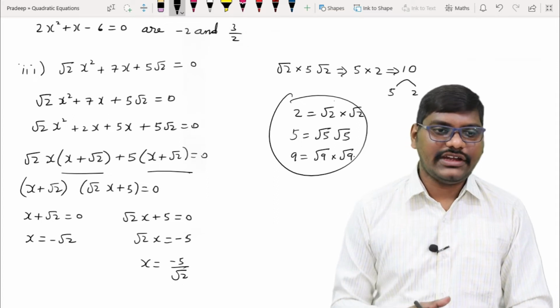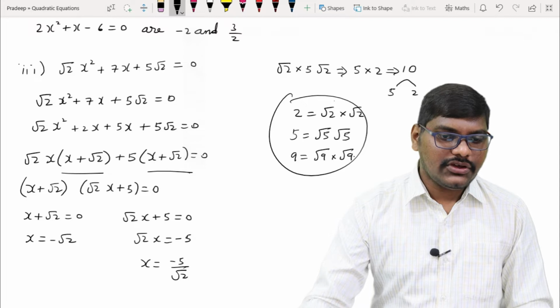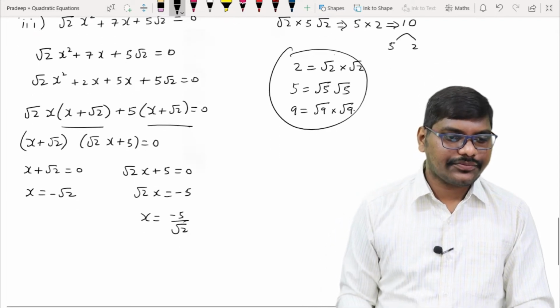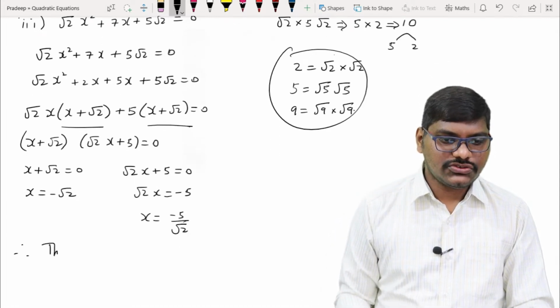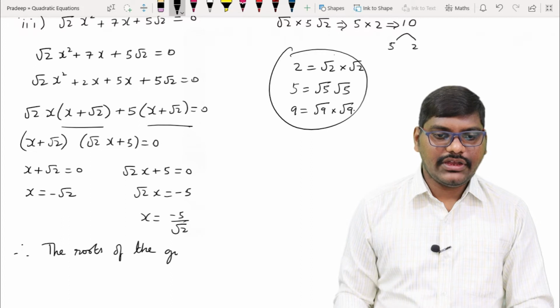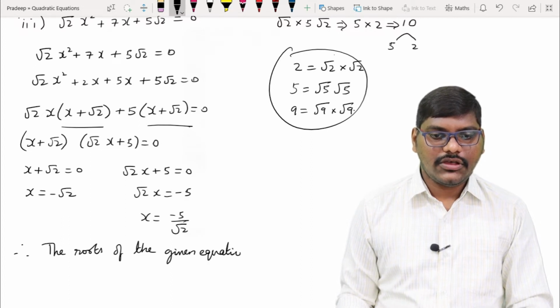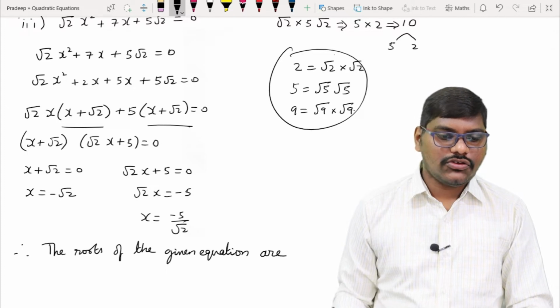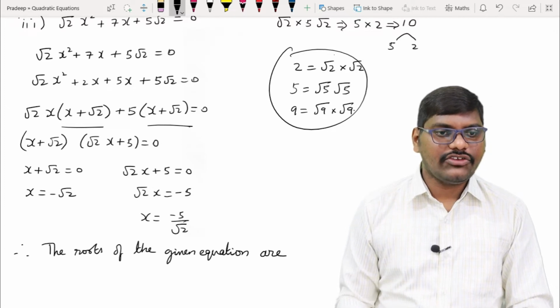We'll write the conclusion for the same. I can write here, therefore the roots of the given equation are, so first we'll write the equation also.